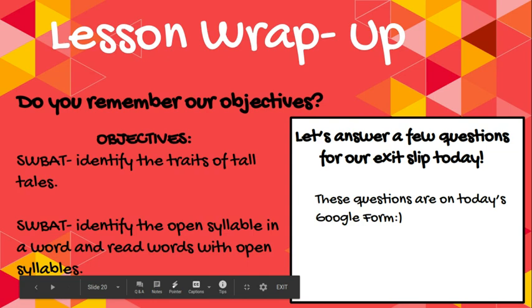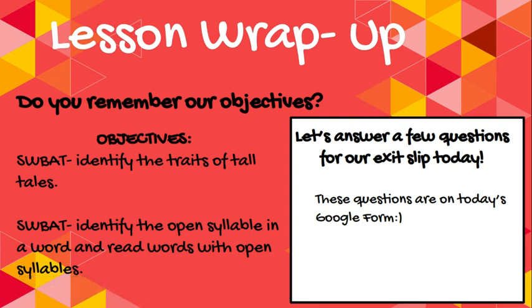All right, it's time to wrap up today's reading lesson. Do you remember our lesson objectives? The first objective said that students will be able to identify the traits of tall tales, and students will be able to identify the open syllable in a word and read words with open syllables. We're going to answer a few questions about both of those objectives at the bottom of today's Google form. Don't forget to submit your answers when you're all done with the assignment.